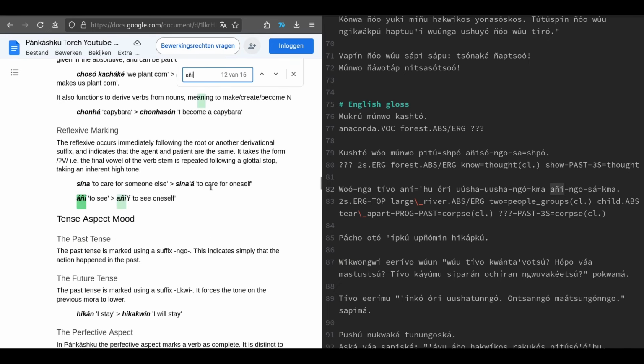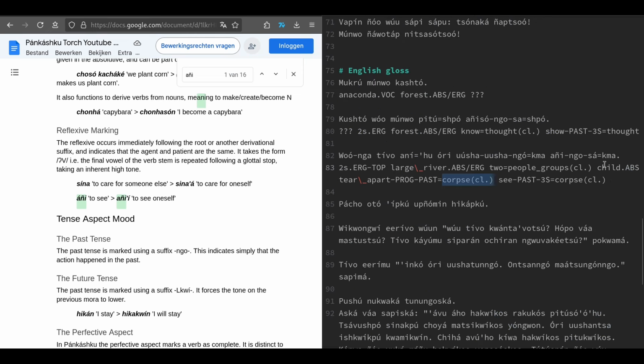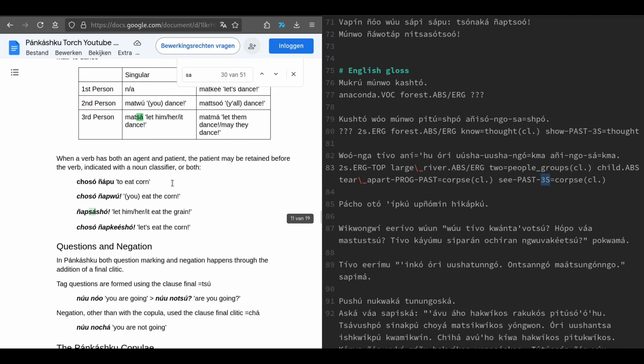Oh, to see. Classifier corpse, green with abs marked noun. Child, but then the child is dead, probably. So, two large rivers were tearing apart a dead child and... But why is it three? Okay, this doesn't make sense.